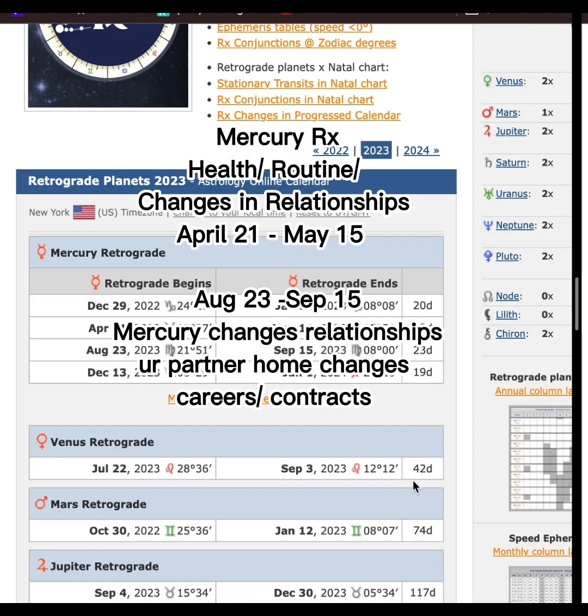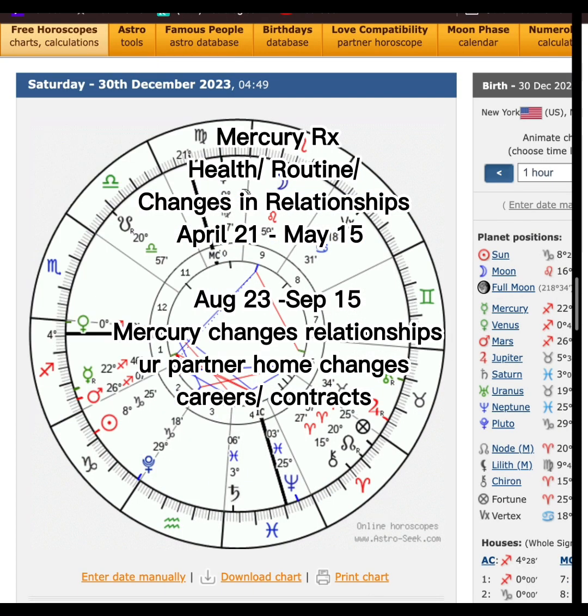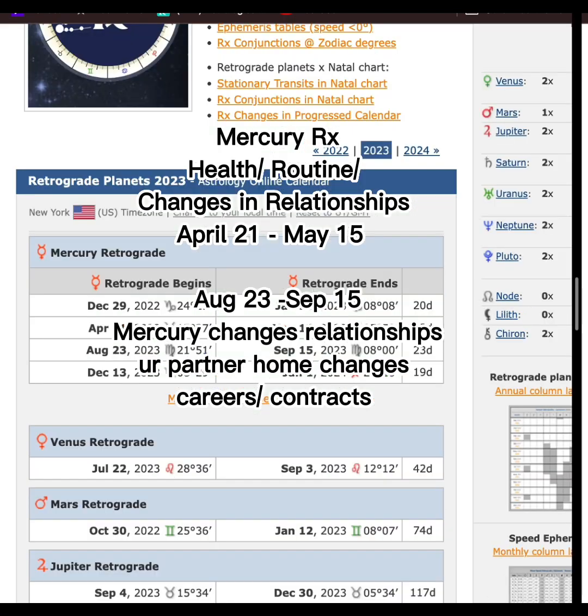Then we have April 21st to May 14th, which is going to be happening around the 5th house to the 6th house away from you. Mercury will be in Taurus, six signs away from you. That's how, look, 1, 2, 3, 4, 5, 6. No matter what, even if you have the sun in Sag, it is still 6 signs away from you, okay?